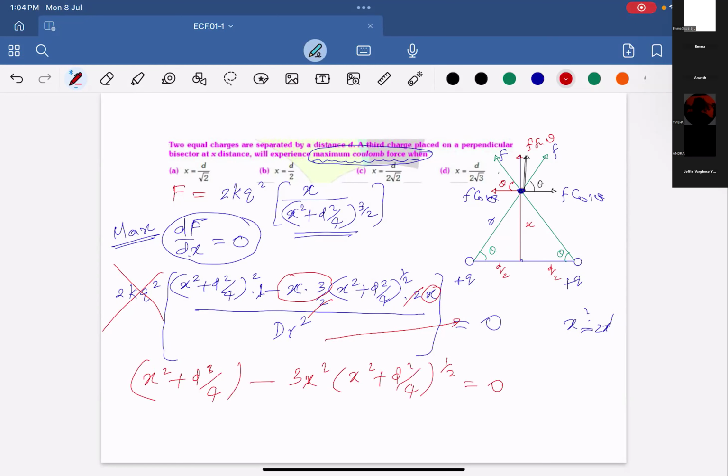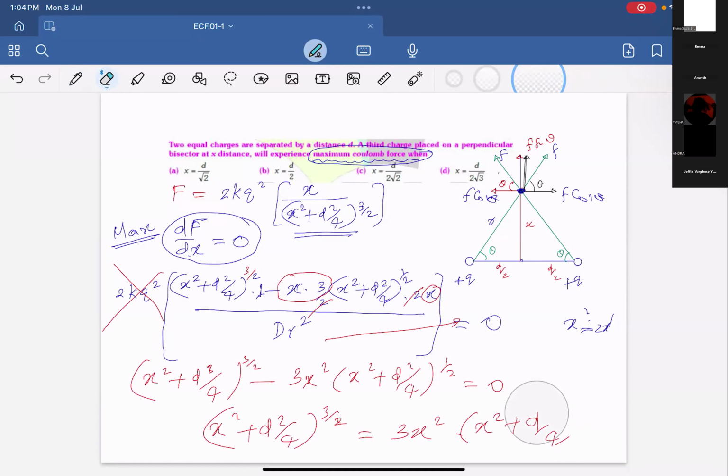This was like 3 by 2. Finished. x square plus d square by 4 the whole raised to 3 by 2 is equal to, that will go to the right side, 3x square into x square plus d square by 4 raised to 1 by 2. So let us cut the terms now. Here, this is getting cut. That is getting cut with this. That is getting cut with this. I'll do it again.